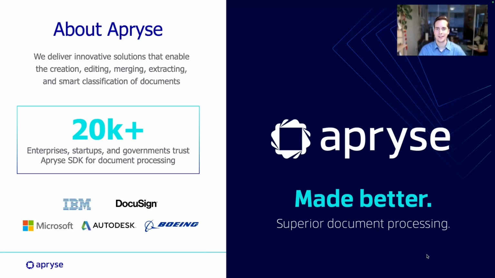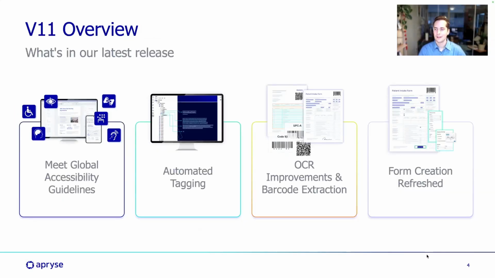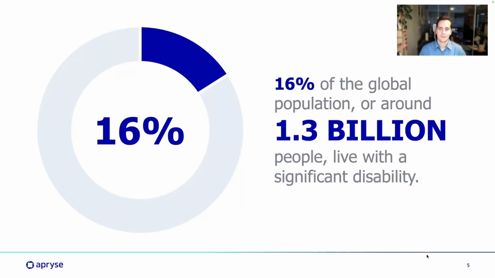So let's get into the release. The release highlights 4 different areas here. We have WebViewer now meeting global accessibility guidelines. We have this new PDF auto-tagging feature. Improvements to our scanning services, which is OCR and barcode extraction, which is brand new. And we have a refreshed form creation experience. So let's dive into accessibility.